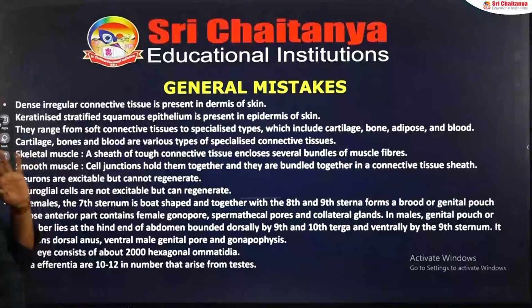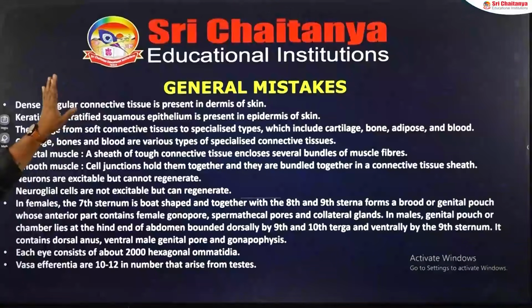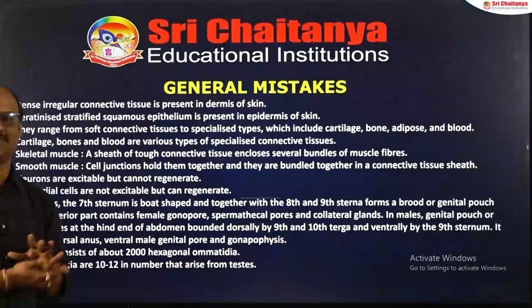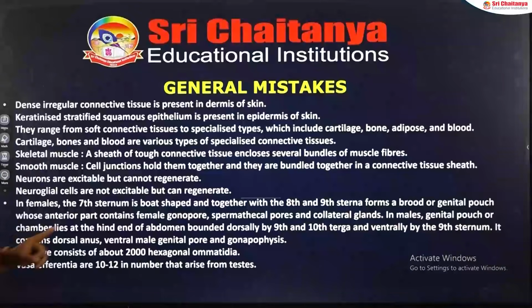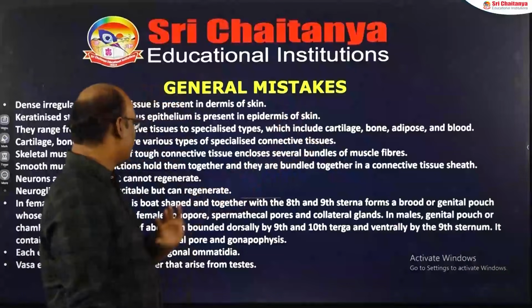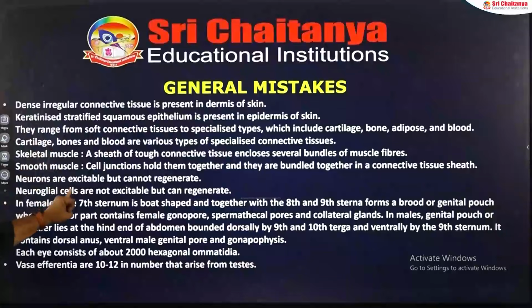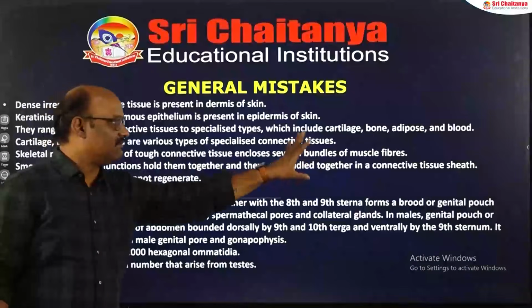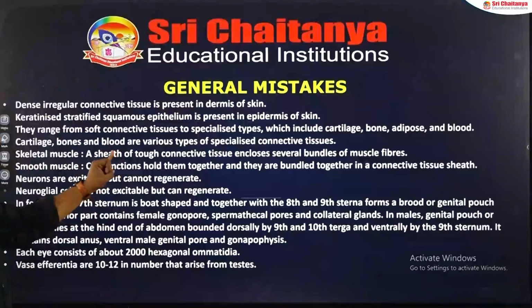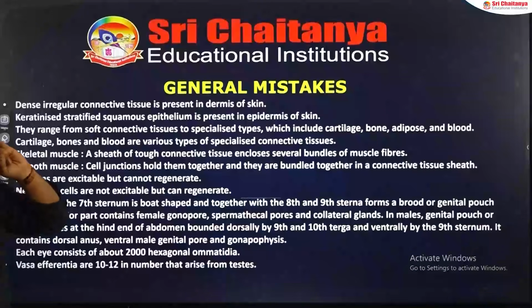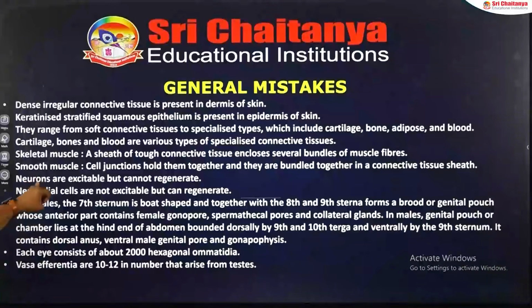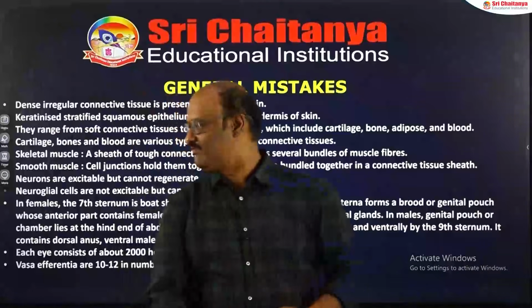The general mistakes where you may commit mistakes, as I told you before: dense irregular connective tissue is present in the dermis of skin, whereas keratinized stratified squamous epithelium is present in the epidermis of the skin. Then specialized types, please include adipose tissue also. Skeletal muscle is covered by several bundles of muscle fibers. Smooth muscles will have cell junctions, cardiac muscles also will have cell junctions. Neurons are excitable but cannot regenerate. Neuroglial cells are not excitable but can regenerate.